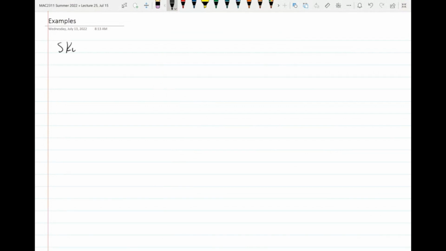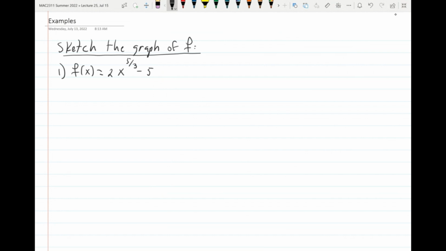So sketch the graph of the function. Okay, and let's see. Let's first start with actually something interesting. Let's start with 2 times x to the 5/3 minus 5 times x to the 4/3. Okay, so here is a function.